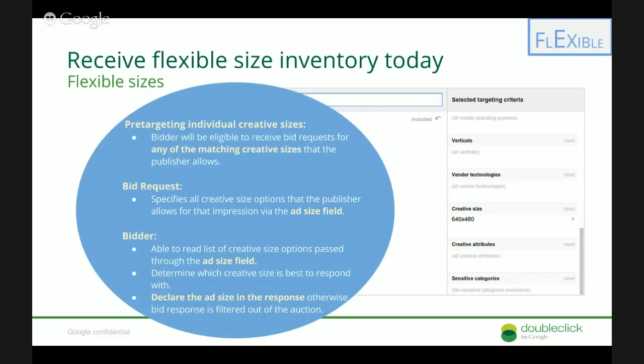And once you decide which ad size will be the best fit, you then need to actually declare the ad width and height in the bid response. If you're returning a bid response for an impression that accepts multiple sizes or is for flexible size inventory, and the bidder does not specify the ad size, we will filter that bid out of the auction. So the bid response does have to have the ad size declared for a flexible size impression.